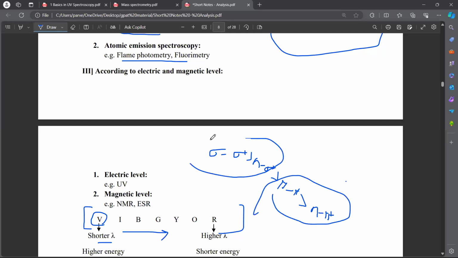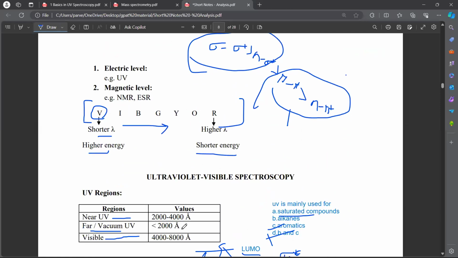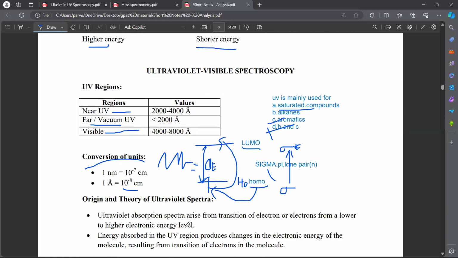Most widely occurring transitions in the UV are these two. These two mainly occur in the vacuum UV, and these two transitions mainly occur in the near UV or far UV regions, which is basically the visible region. UV spectra arise from the transition of electrons from the lower energy state to the higher electronic energy state. The lower energy state electrons are also known as bonding electrons, and the higher energy electrons are known as anti-bonding electrons. So there can be a transfer from the bonding to the anti-bonding.